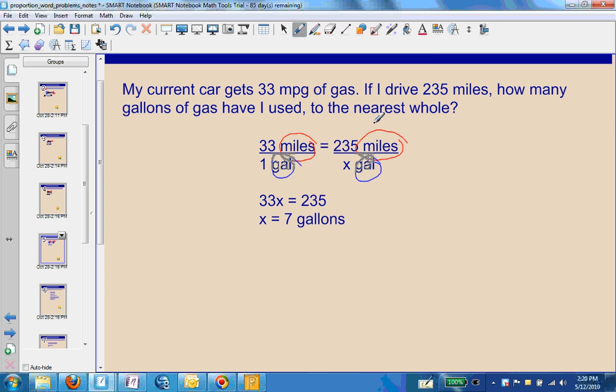We have miles across from miles and gallons across from gallons. We're going to cross multiply. 33 times x is 33x. 1 times 235 is 235. When you divide both sides by 33 to get x by itself, you're going to get 7. X is 7. And since we know we're looking for gallons, it's 7 gallons.